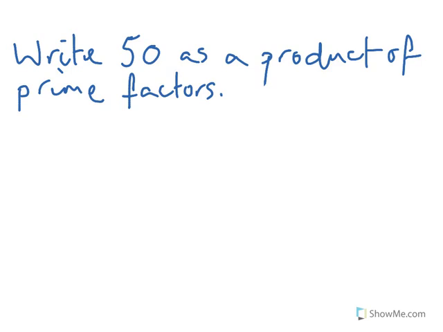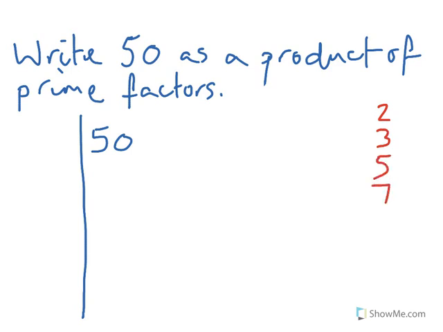Okay, so the first thing I want you to do is to write the number 50 with a nice long line on its left hand side. And on the right hand side here I'm just going to jot down the first few prime numbers. There we go, there's the first 6, and that should probably be enough. Okay, so we're going to think, what is the first prime number that goes into 50?